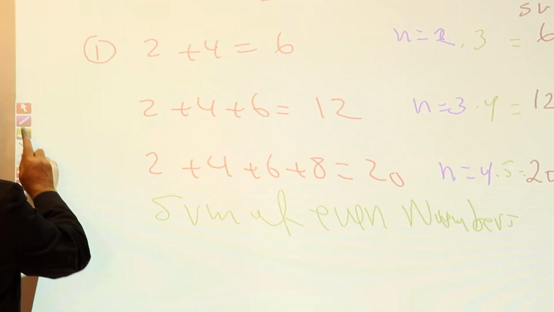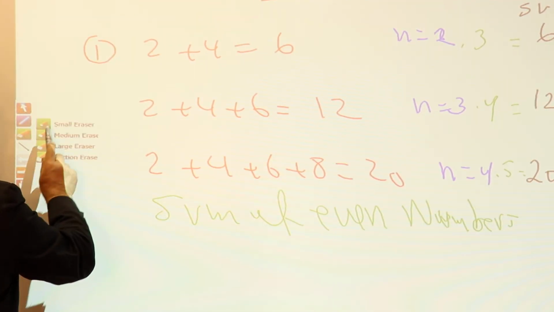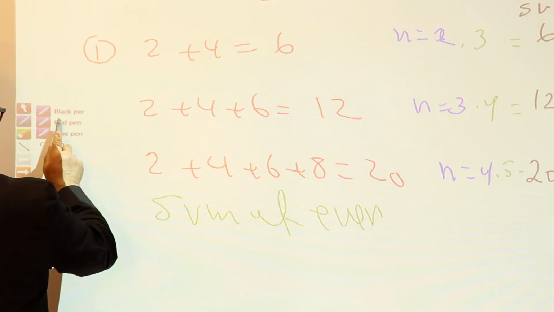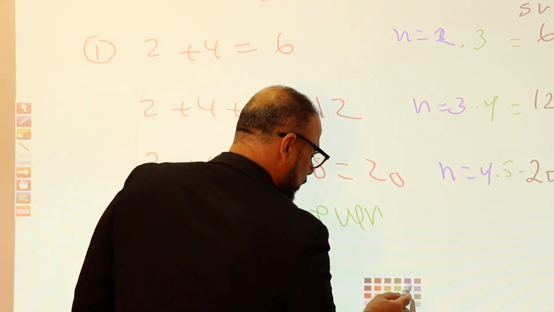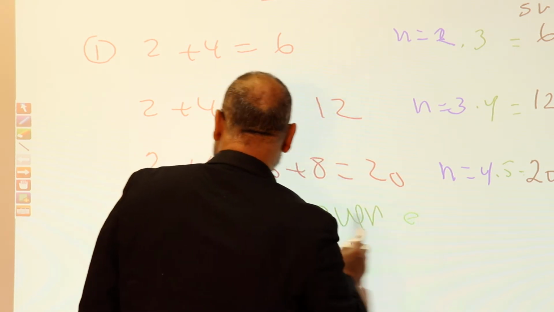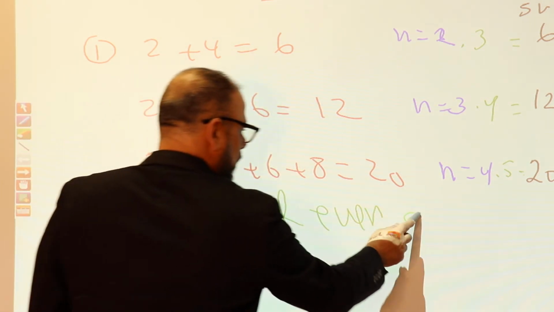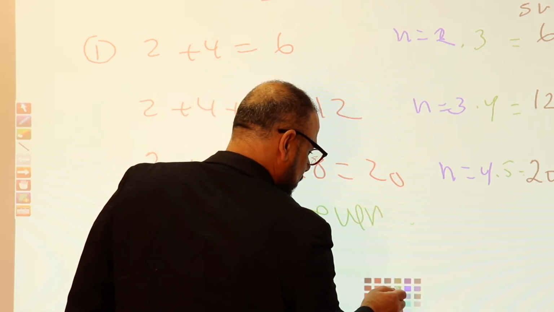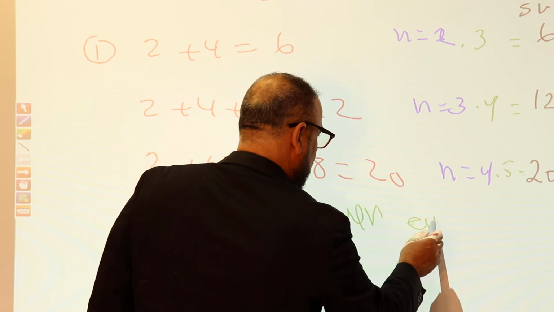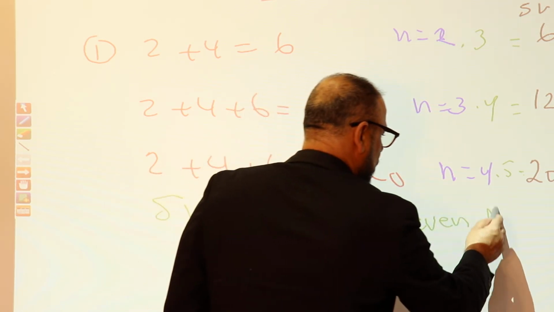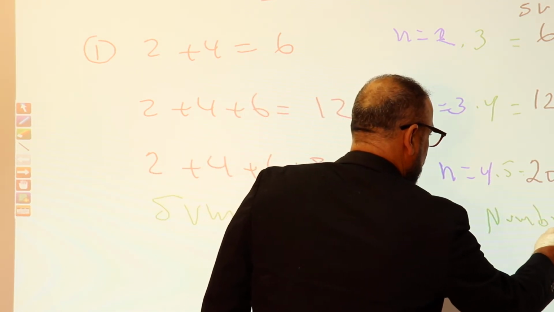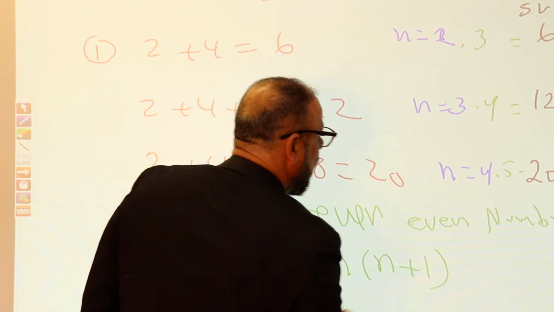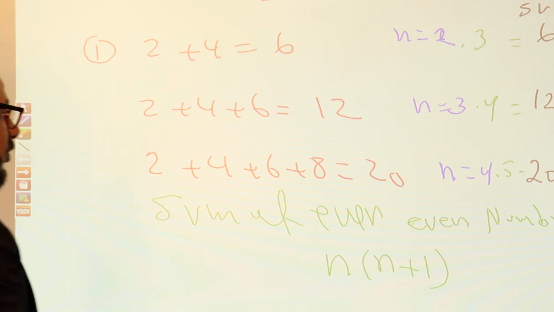Can I erase it and make it nicer? The sum of even numbers is n times n plus 1.